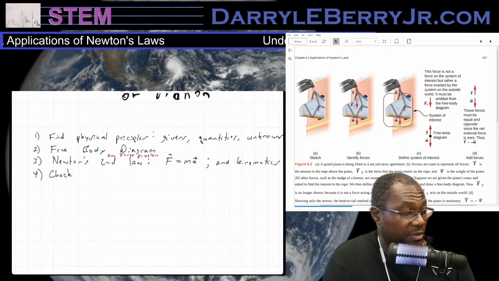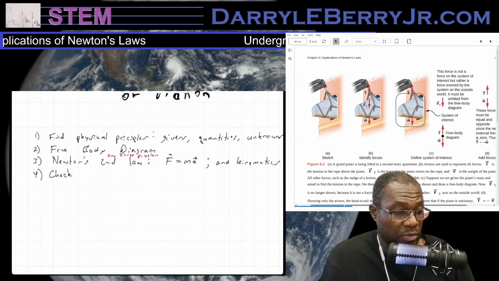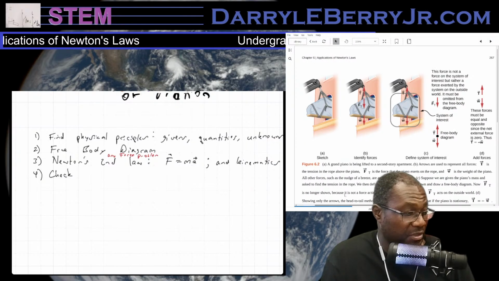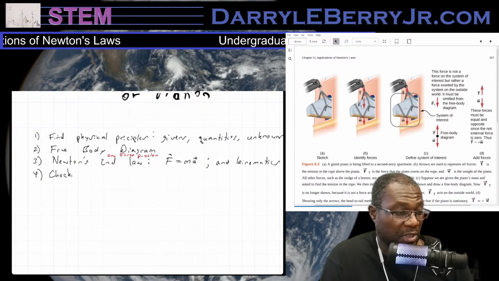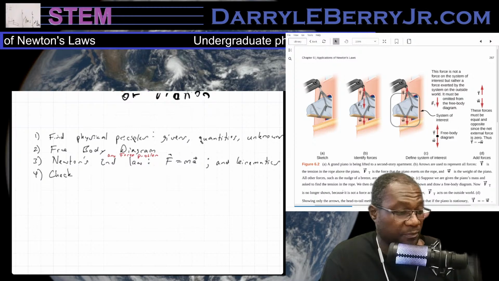So then we add up the forces. The grand piano is being lifted to a second-story apartment. Arrows are used to represent all forces. T is the tension in the rope above the piano. Ft is the force that the piano exerts on the rope. And W is the weight of the piano. All other forces, such as the nudge of a breeze, are assumed to be negligible.